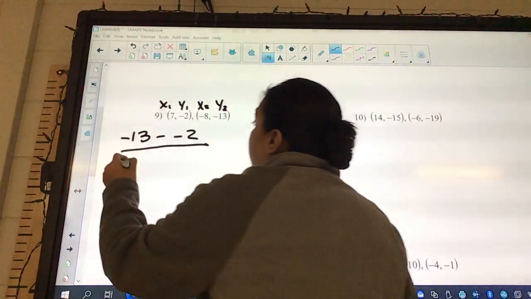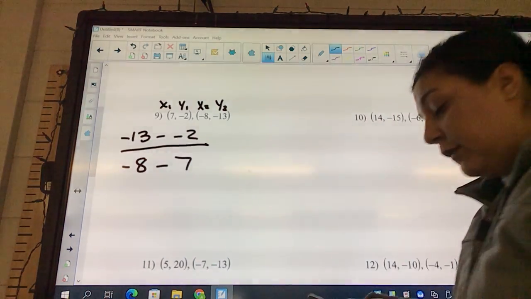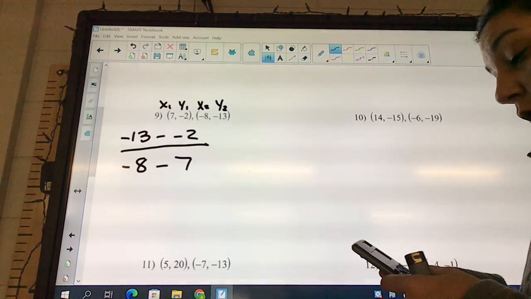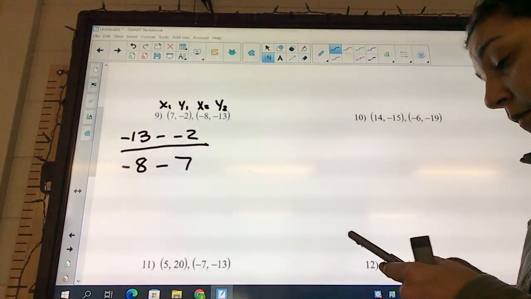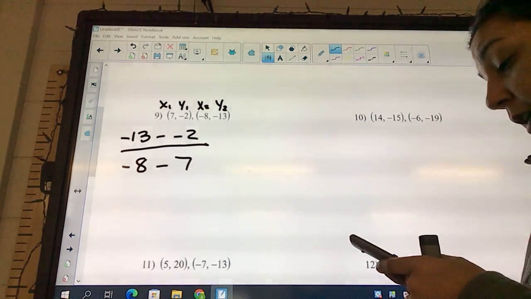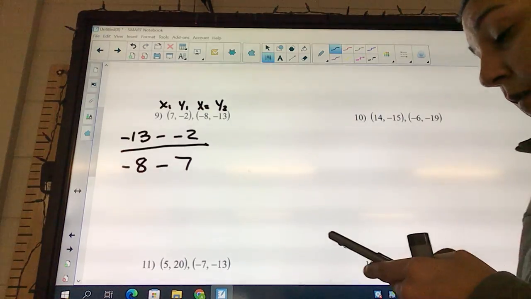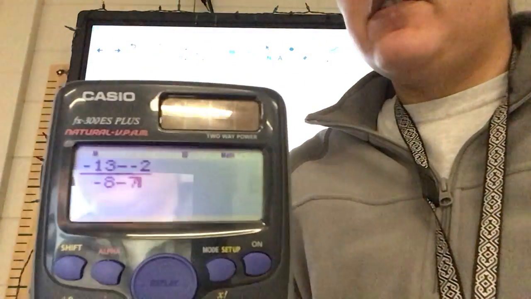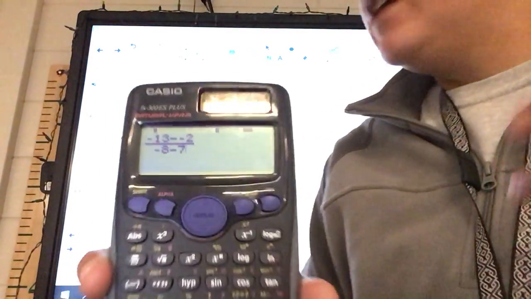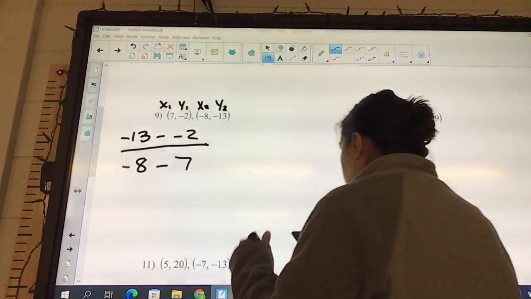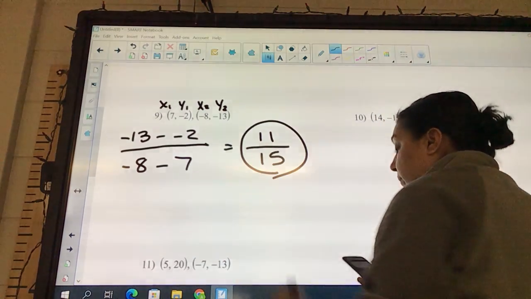Okay, so x2 is negative 8, minus 7. Negative 13 minus negative 2 over negative 8 minus 7. Okay, make sure on your calculator that you're typing in that double negative, okay? So I got a minus minus there. If you forget, it's going to make everything not be right, okay? So 11 over 15.